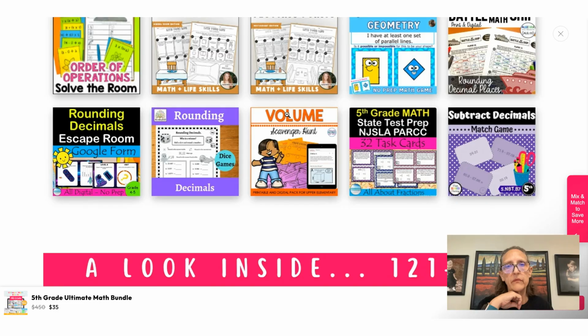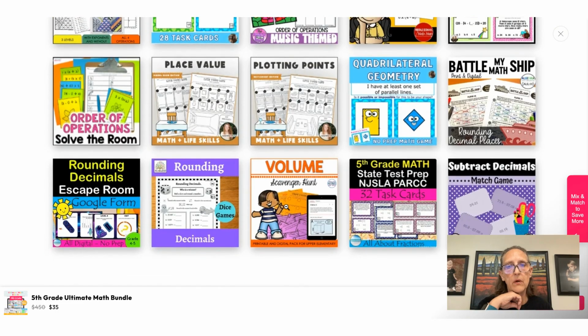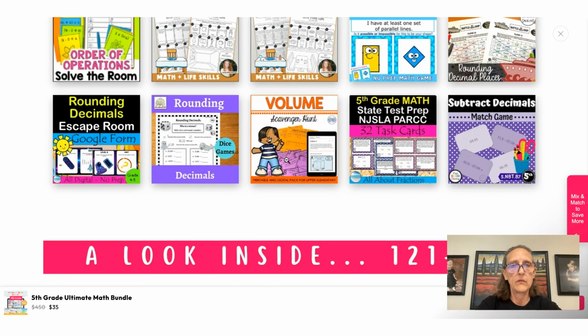And, whoops, missed this one almost. So this is a volume scavenger hunt. And so this is volume of rectangular prisms, so not liquid volume. Again, scavenger hunts are so fun and great, and I highly recommend them for any unit, and I use them all the time. And often we'll put them in the hallway, and because they're mine, I share them with other teachers. But yeah, so there's that.